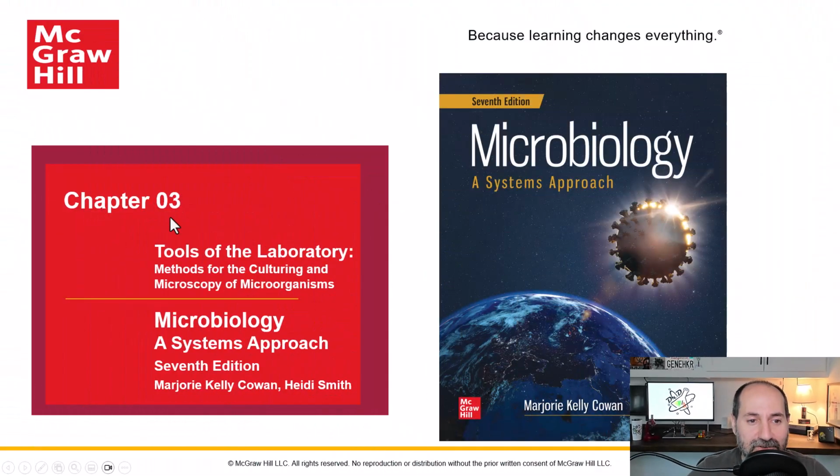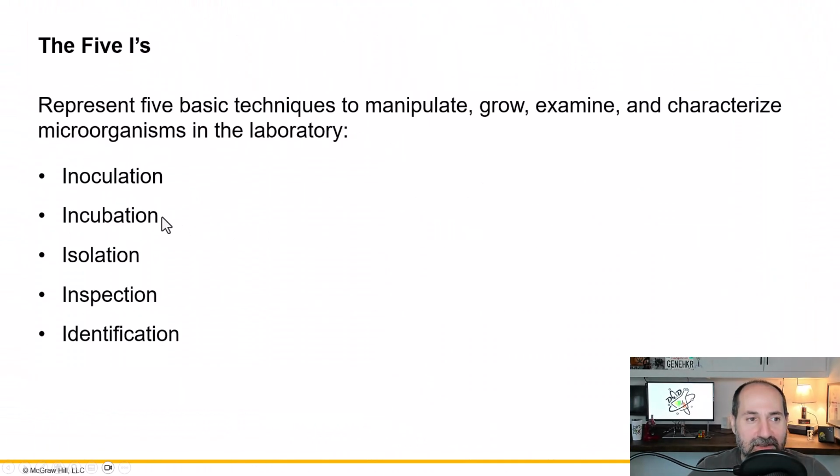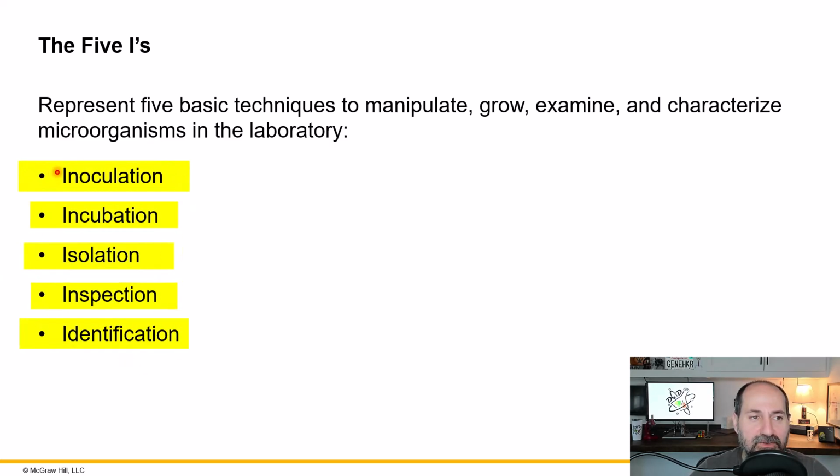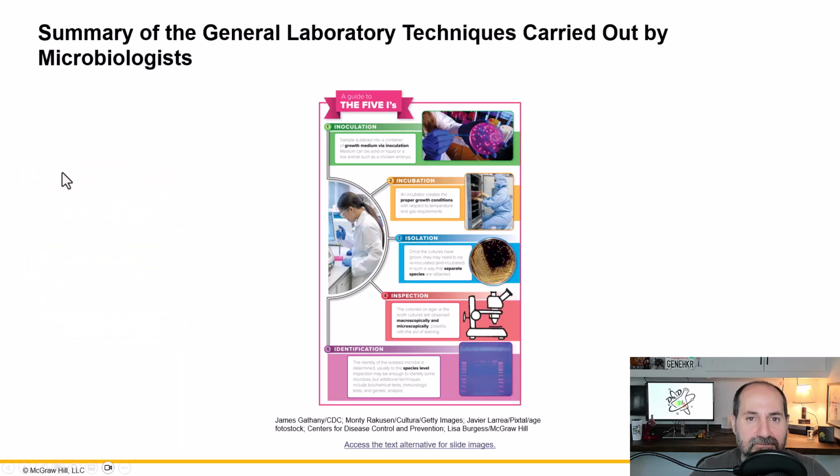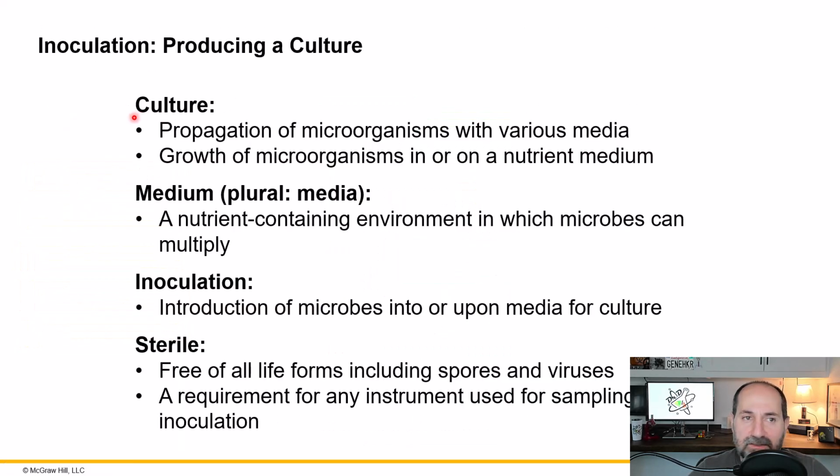Let's go ahead and continue our exam review with Chapter 3, Tools of the Laboratory. You should know the 5 I's of basic techniques: inoculation, incubation, isolation, inspection, and identification. So don't just remember these 5 I's, but be able to describe what they mean. Know, again, please know all these terms: culture, medium, inoculation, sterile. These are important terms to understand.